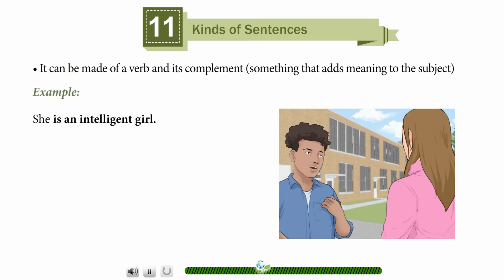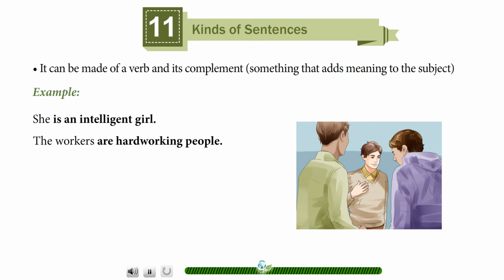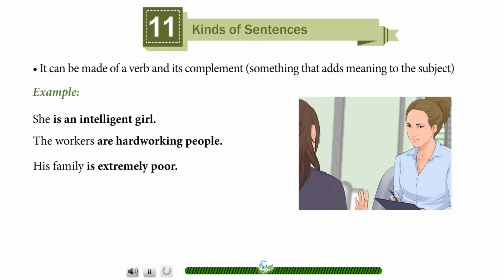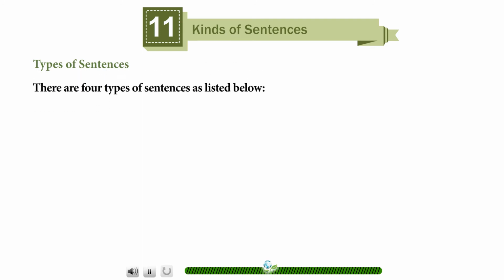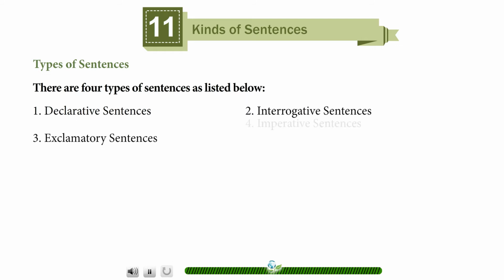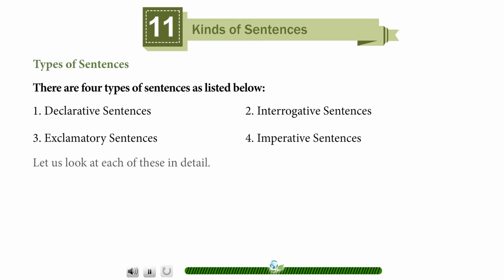Example: she is an intelligent girl. The workers are hard-working people. His family is extremely poor. Types of sentences. There are 4 types of sentences as listed below. Declarative sentences, interrogative sentences, exclamatory sentences, imperative sentences. Let us look at each of these in detail.